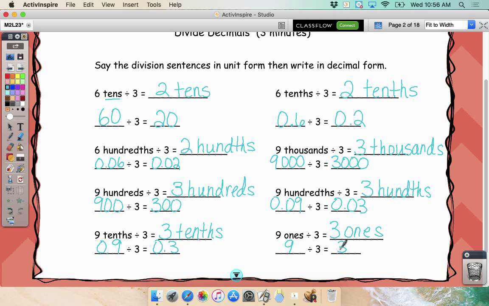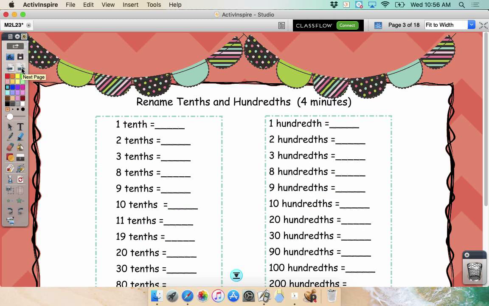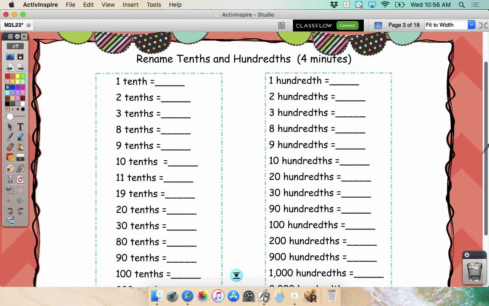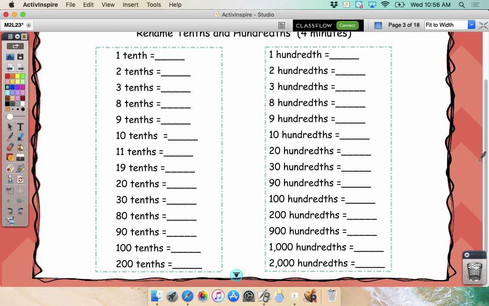Okay, the next one is also review. If you're not done, you can finish it later. We're moving on. I'm recording. I don't have time to wait. Okay, so this is changing it from unit form to standard forms. Okay, so 1/10 in standard form. That's pretty simple, isn't it?